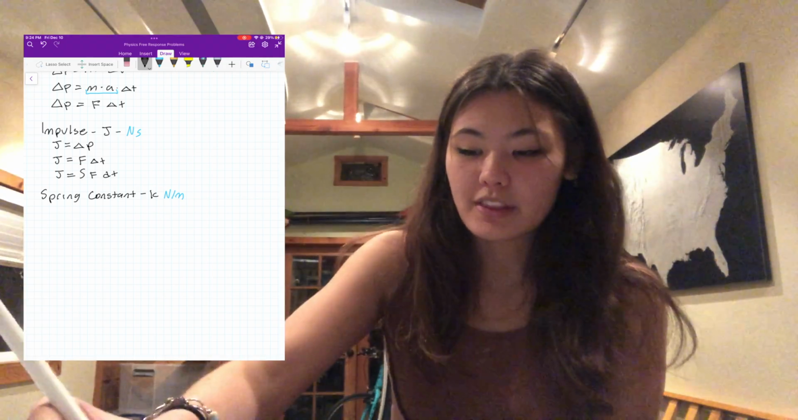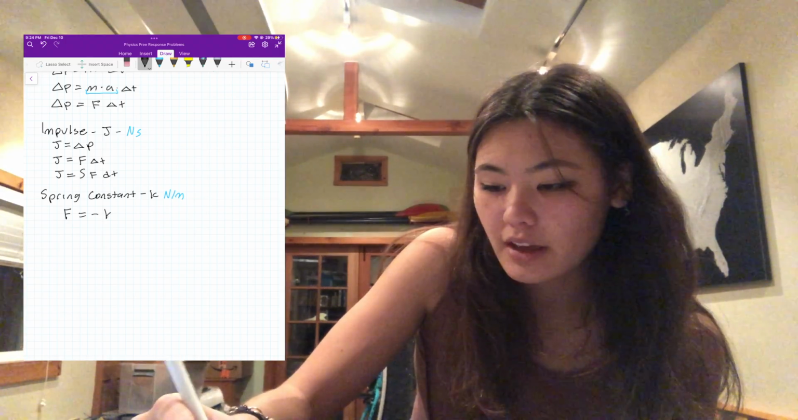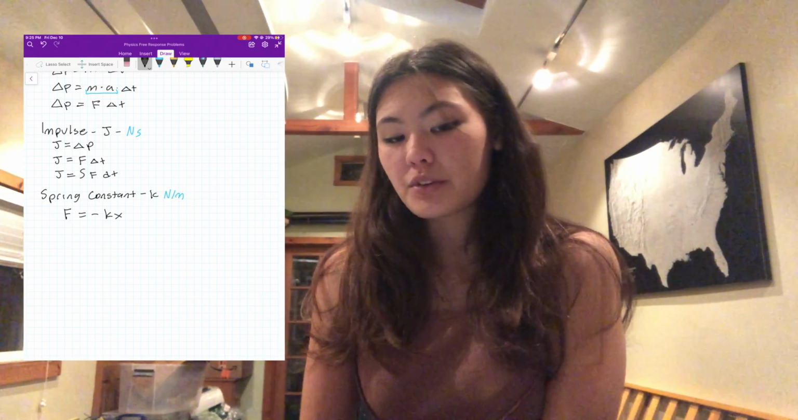So if it has a greater spring constant, that means it's a stiffer spring, so it's harder to compress or stretch that spring. With the spring constant, we have another formula, which is F is equal to negative kx. And in this formula, we know F means force, and x is the displacement or distance that the spring is stretched or compressed from the equilibrium point, which is when the net forces on the spring are equal to 0.